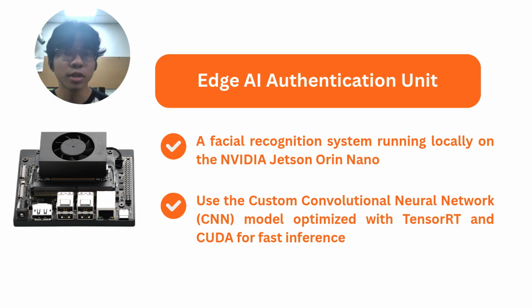The first pillar of our solution is the HAI authentication unit. This is the facial recognition engine that runs entirely on the NVIDIA Jetson Orin Nano locally. It uses our custom CNN model optimized through NVIDIA TensorRT and CUDA for extremely fast inference. This means the authorization decision happens in milliseconds right at the edge.